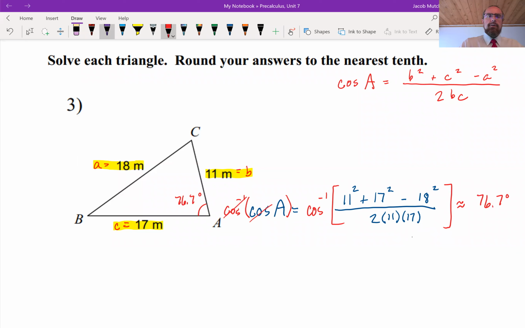Let's set up for either angle B or C. We could work on either one. Since it's alphabetical, let's work on angle B.